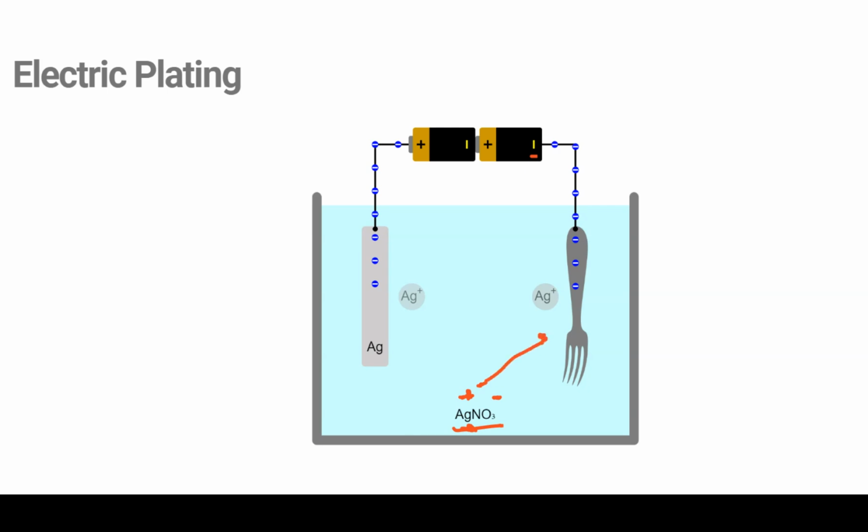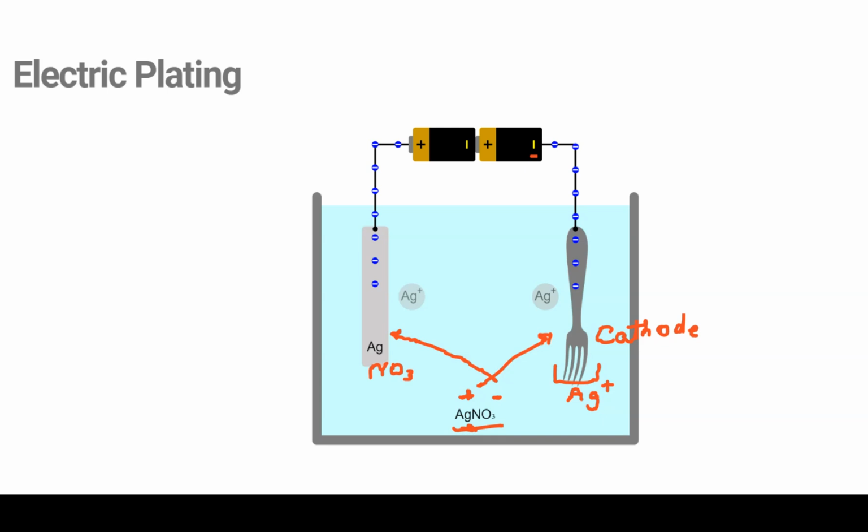Okay, silver, correct. Silver will be attracted to the cathode. So the cathode itself, or the fork itself, will be covered by silver ions, not silver atoms. While on the other hand, the nitrate group, NO3, will be attracted to the silver right here to form silver nitrate.